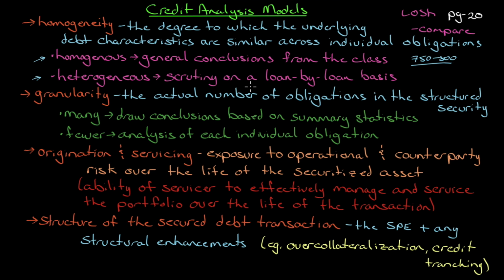Heterogeneous, well, scrutiny would have to be on a loan-by-loan basis. This is more so for commercial mortgage-backed securities, where the value of each loan would be quite significant. So in a $1 billion CMBS bond issuance, there might only be a pool of 20 loans backing that bond issue. Granularity, this is the actual number of obligations in the structured security. If there are many, we would draw conclusions based on summary statistics. If there are fewer, then of course analysis of each individual obligation.